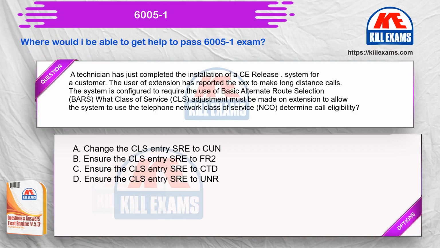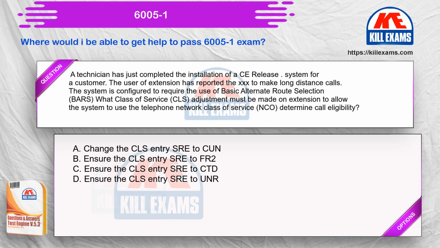A technician has just completed the installation of a CS 1000E release system for a customer. The user of extension 3000 has reported being unable to make long-distance calls. The system is configured to require the use of Basic Alternate Route Selection (BARS). What class of service (CLS) adjustment must be made on the extension to allow the system to use the Network Class of Service (NCOS) to determine call eligibility?